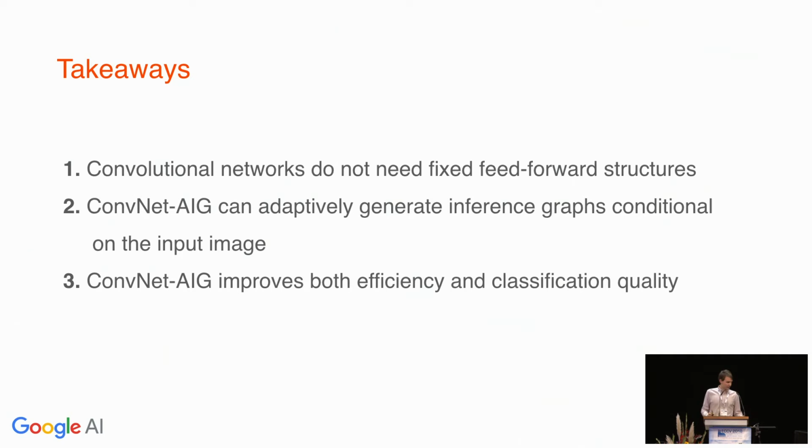All right, the time is running short, so let's come to the conclusions. If there's one thing I want everyone here to take away, it is that convolutional networks don't need a fixed feed-forward structure. Further, we've proposed a framework where we can adaptively generate inference graphs that both improves the efficiency as well as the classification quality of the ConvNet.